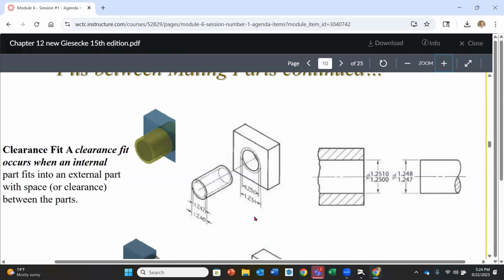Something that you're going to notice between the two parts that are going to be fit together is that our nominal size, 1.25, is on the hole. Why do you think that is? Why don't we see it on the shaft or on the pin? Any ideas? Those who are virtual, feel free to chime in. Why are we seeing our nominal size, 1.250, on the hole?